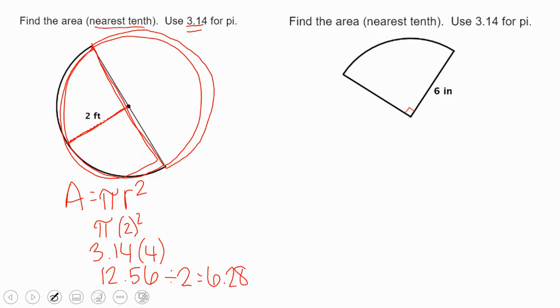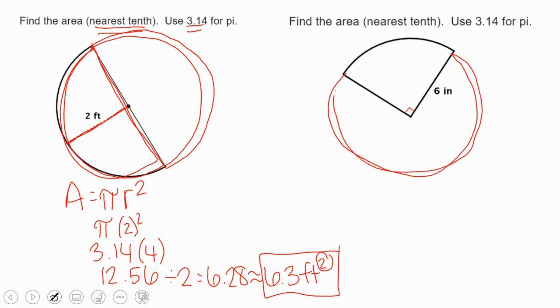The directions say they want it to the nearest tenth. So we round that to 6 and 3/10 feet squared. Remember, the area is always squared. Okay, if you're finding a quarter of a circle, you're going to find the area of the whole circle, and then this is only 1/4 of the circle. So when you find the area, then you'll just divide by 4 to find 1/4 of it.